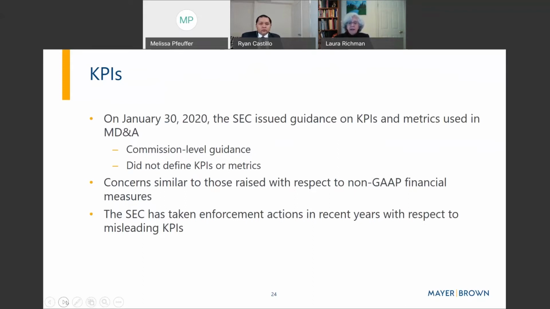So the guidance I referred to a second ago describes how the MD&A rules apply to key performance indicators and metrics. And it notes that the S-K rules not only require the discussion of specific kinds of topics like liquidity and capital resources and results of operations, but you also should be having a discussion of other information that the company believes to be necessary to understanding the financial conditions and the changes in financial condition and results of operation.